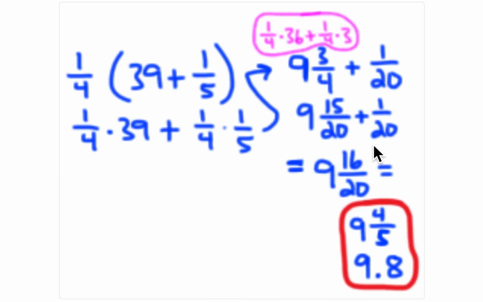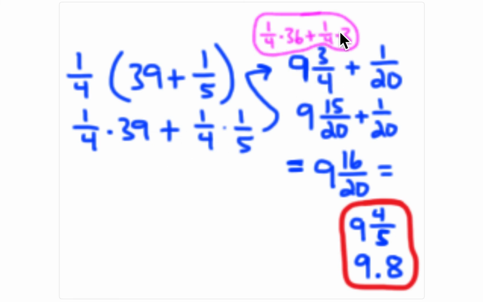I'm going to go to the next page. I zoomed in on this. So I'm going to look at that 39 as 36 plus 3. Because I know that 1/4 of 36 is 9, that's this 9 right here, and 1/4 of 3 is 3/4. So 1/4 of 39 is 9 3/4.